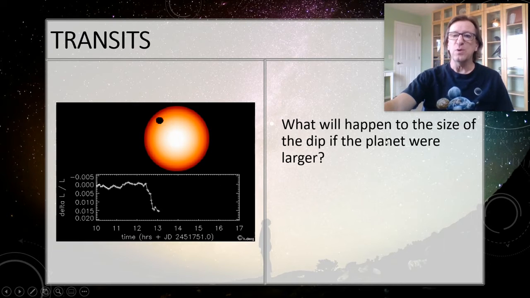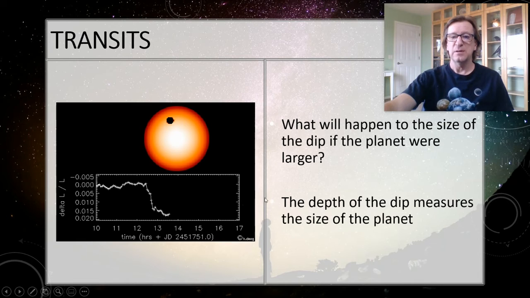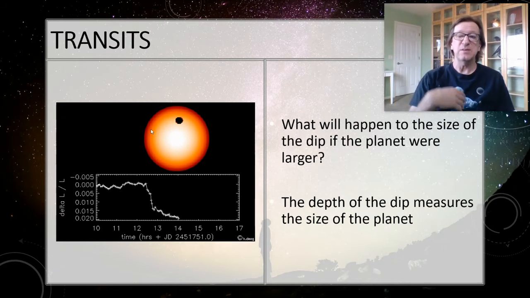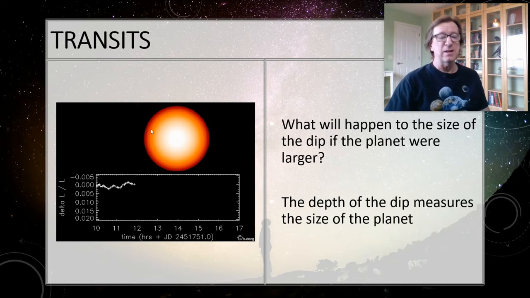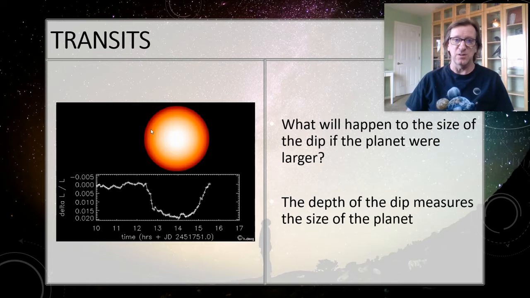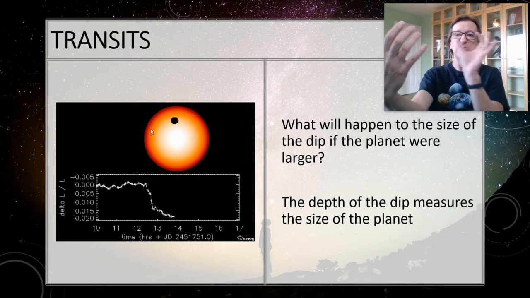So you tell me, based on what we've talked about, what would happen to the size of the dip if the planet were larger? Think about it. We're going to be blocking more of the light. And so it's going to get a deeper curve here. And this is exactly what happens when we have an eclipse. The moon, as seen from Earth, seems to be coincidentally roughly the same size as the sun. Now, obviously, it's not, but the sun is a long, long, long way away. And so the sun seems small and the moon seems to be exactly the same size.